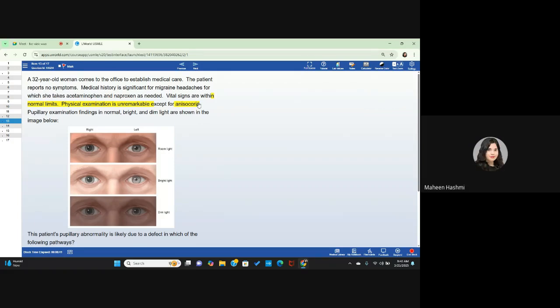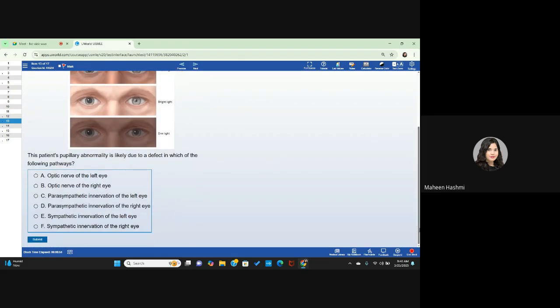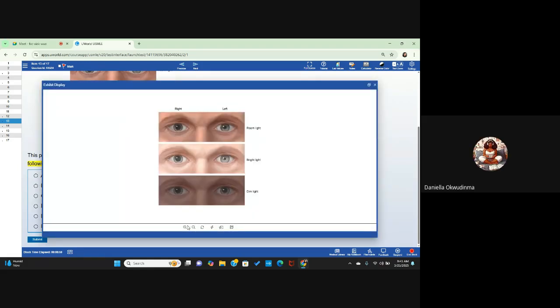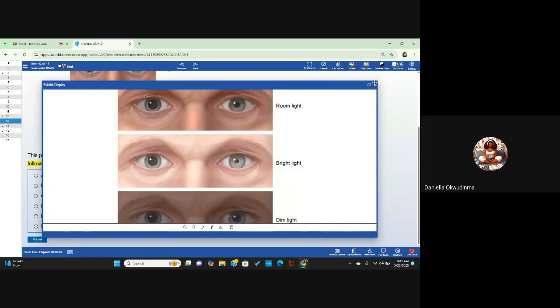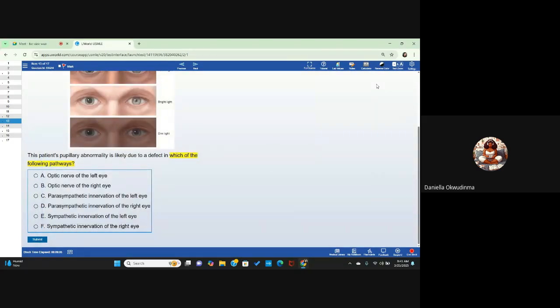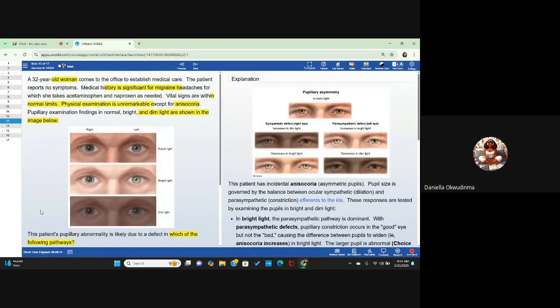The patient has migraine headaches, she's a woman, and the pupillary examination findings in normal, bright, and dim light are shown below. The patient's pupillary abnormality is likely due to a defect in which of the following pathways? What's happening? There's a problem with constriction, miosis, under bright light in the right eye. So it's going to be a parasympathetic problem of the right eye. Parasympathetic is for constriction and sympathetic is for dilation, mydriasis.